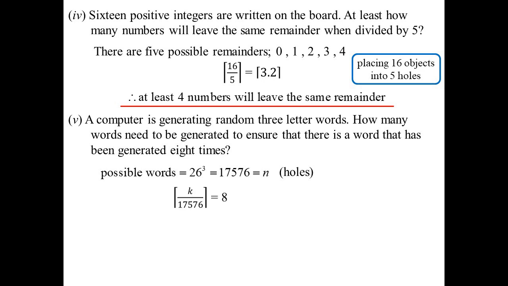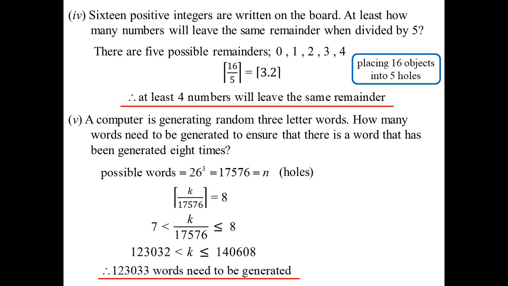So therefore, the K on the 17,576 must be between 7 and 8, but we round up. Multiply out. We want, I guess, the minimum number to ensure. So it must be 1 more than the 123,032. We need to generate 123,033 words in order to guarantee there is a word that's been generated 8 times.